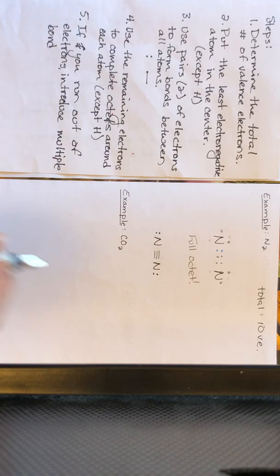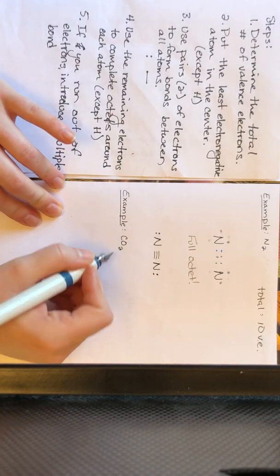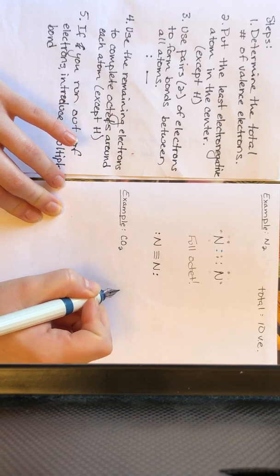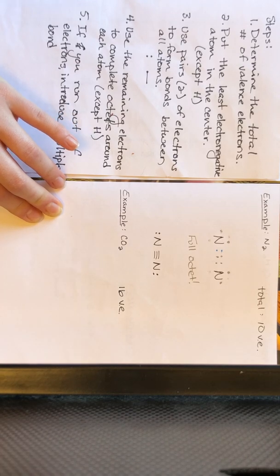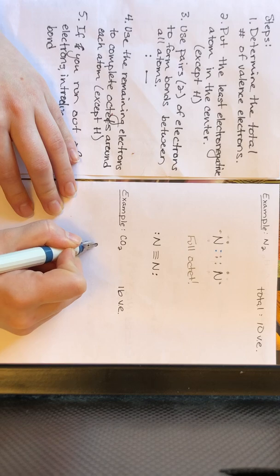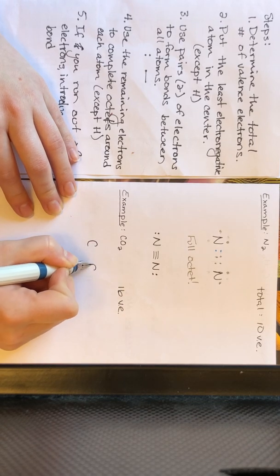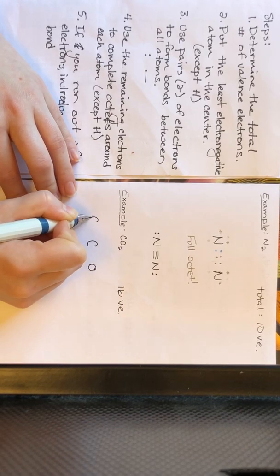And so first up, determine the valence electrons. Carbon has 4, each oxygen has 6, and so that is a total of 16 valence electrons. We want to put the least electronegative atom in the center. Looking at a table between carbon and oxygen, oxygen is highly electronegative. It's usually going to be the most electronegative atom you have. Carbon is much less electronegative, and so the carbon is going to go in the middle of our CO2. So carbon in the middle, oxygen on one side, oxygen on the other side.